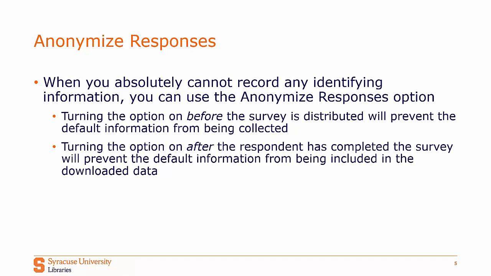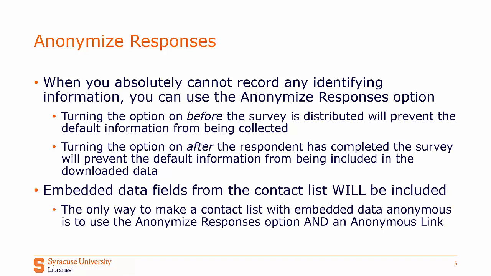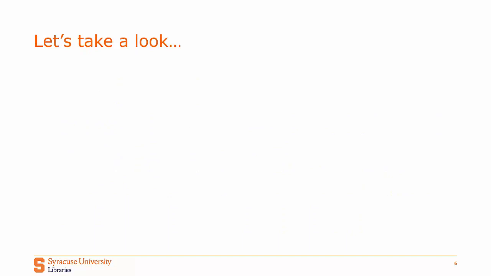That information is still part of the main data on the Qualtrics server. Embedded data fields from the contact list will be included in either case. The only way to make a contact list with embedded data completely anonymous is to use the Anonymize Responses option and an anonymous link. Let's take a look.